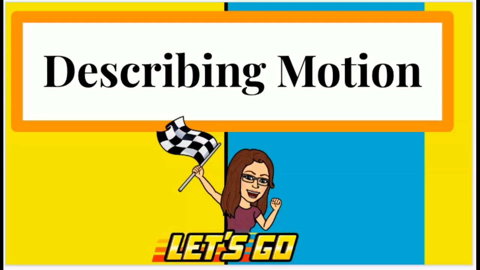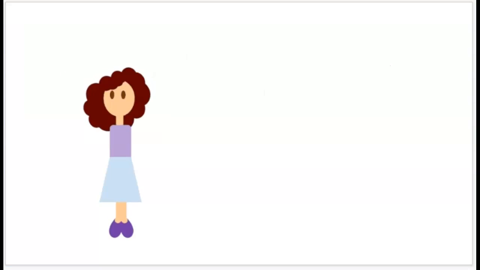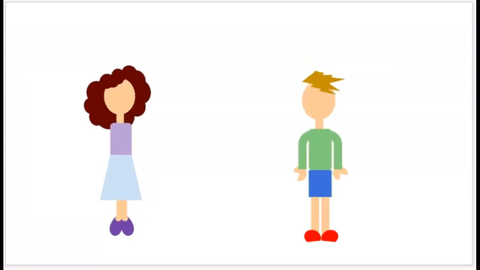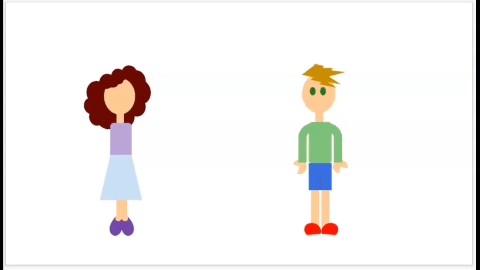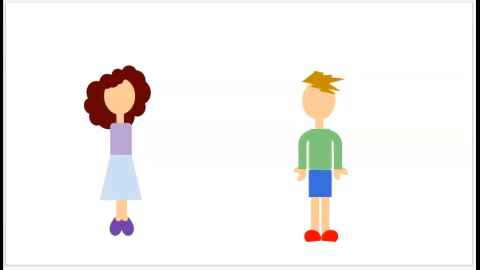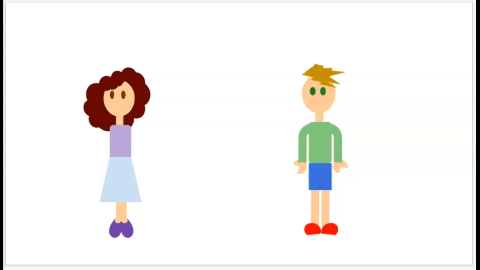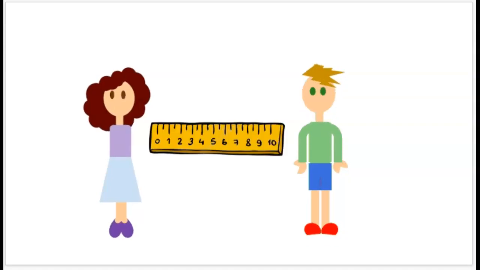So let's just go ahead and start with an example. Okay, let's say this is you, and you see a friend. So you can describe where you are standing in that room in a few different ways. One of the ways that you could describe where you're standing is based on how far you are standing from your friend. Okay? And so you could measure that.